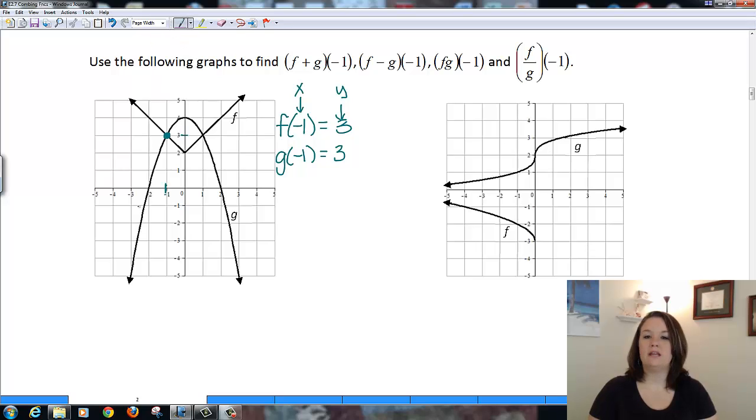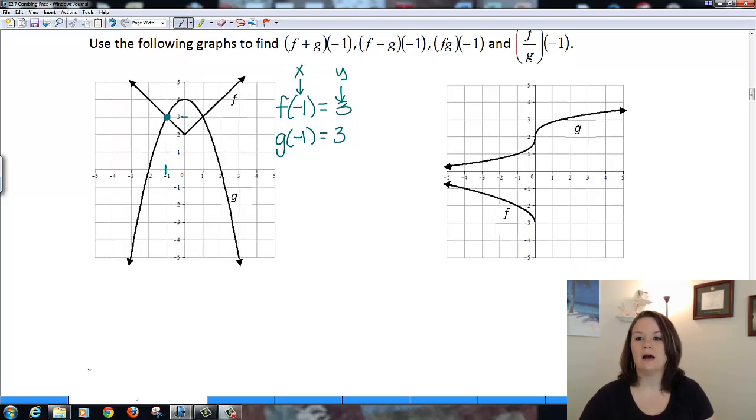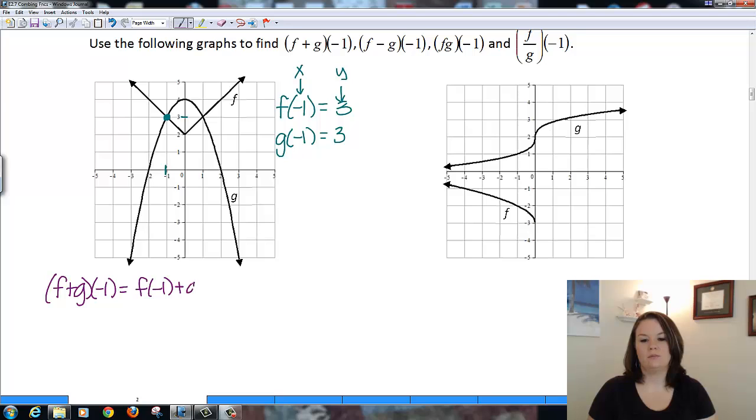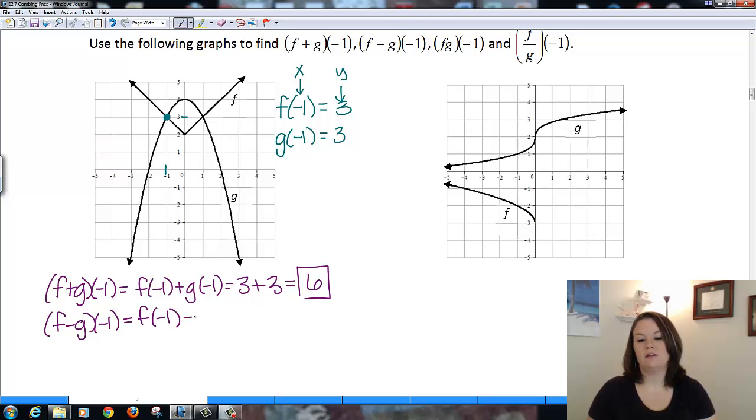So now that I know what f of -1 and g of -1 are, I can work out all these evaluated functions they wanted me to find. The first one they want me to find is f plus g of -1, which means I'm doing f of -1 plus g of -1. So f of -1 we found is 3 plus g of -1, which is 3, which gives me 6. Then they want us to find f minus g of -1. So that means I'm doing f of -1 minus g of -1. F of -1 is 3 minus g of -1, which is 3, which gives me 0.